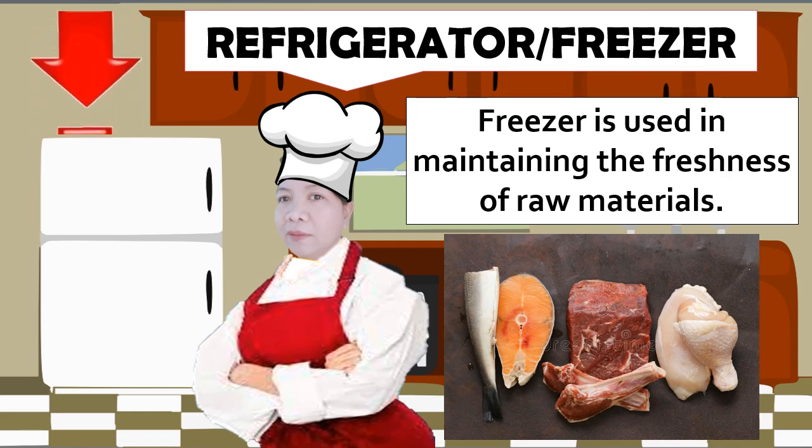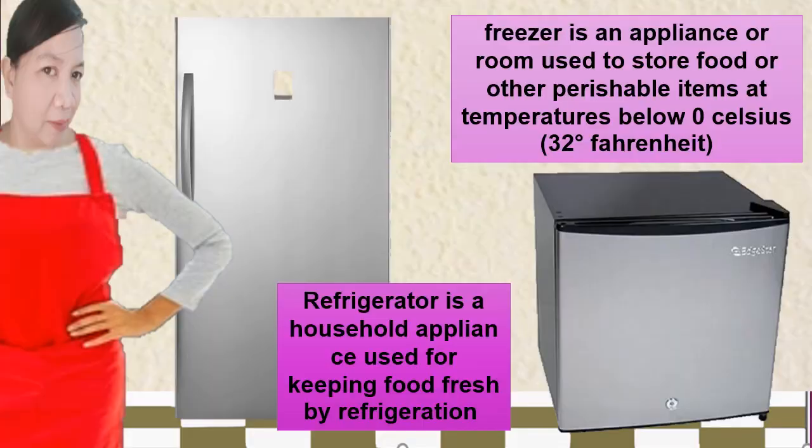Freezer is used in maintaining the freshness of raw materials. Raw materials like meat, fish, poultry, and the likes. Let us have the difference between a freezer and a refrigerator.